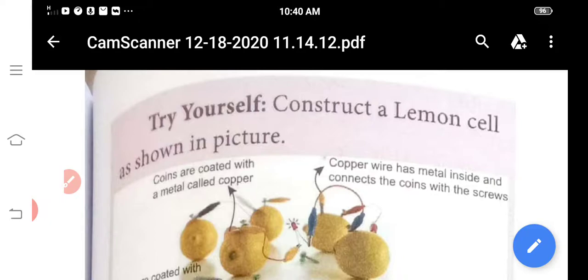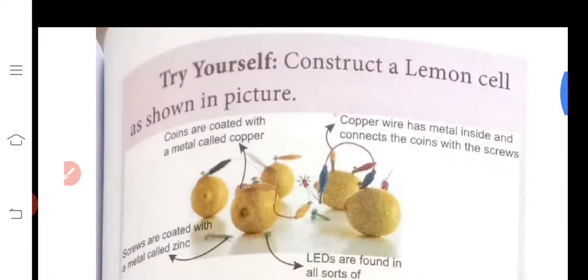Listen. Construct a lemon cell as shown in the picture. You see the picture. You use a lemon, copper wire, a zinc rod, and an LED bulb. You make this model. You connect the copper wire and the LED bulb. The bulb will glow. So from this experiment you conclude that acids conduct electricity.